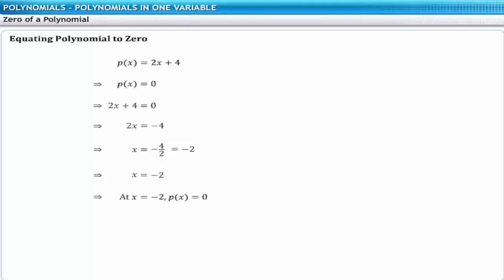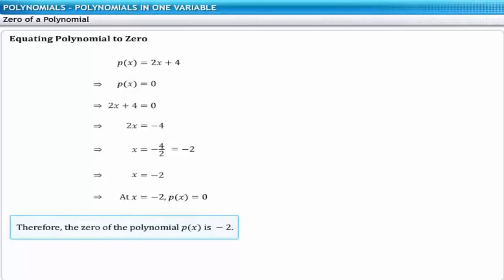This indicates that the value of p of x is equal to 0 if x is equal to minus 2. Therefore, minus 2 is the 0 of polynomial p of x. Thus, you can obtain the 0 of a polynomial by equating it to 0.